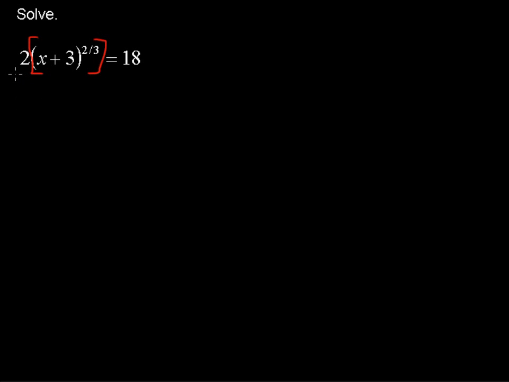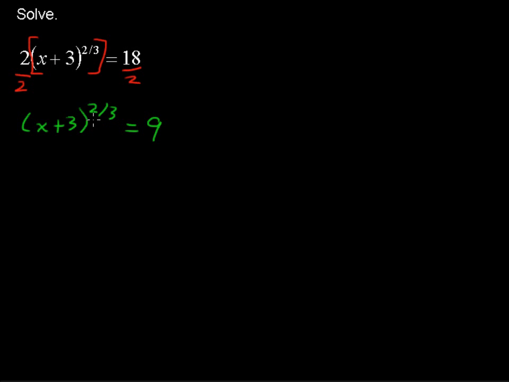So to do that, we want to divide everything by 2 so that we have left just x plus 3 raised to the 2/3, and that equals 9. Now at this point, we can raise this entire expression to the reciprocal of this exponent.